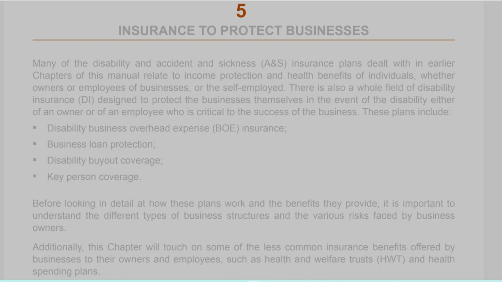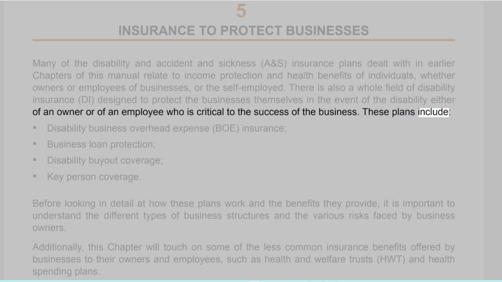5. Insurance to protect businesses. Many of the disability and accident and sickness (A&S) insurance plans dealt with in earlier chapters of this manual relate to income protection and health benefits of individuals, whether owners or employees of businesses, or the self-employed. There is also a whole field of disability insurance (DI) designed to protect the businesses themselves in the event of the disability either of an owner or of an employee who is critical to the success of the business.